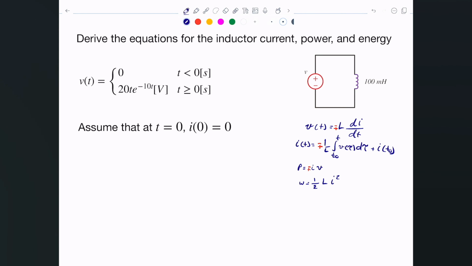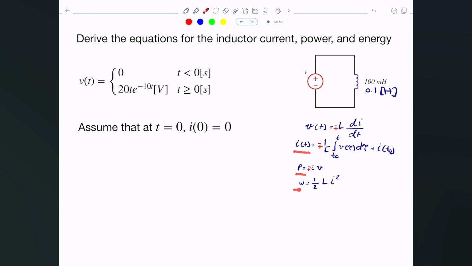In this simple example, we're given a single loop circuit that contains a voltage source that changes with time. We're given the voltage function in terms of time, and it's connected to an inductor of 100 millihenry, which is simply just 0.1 henries.